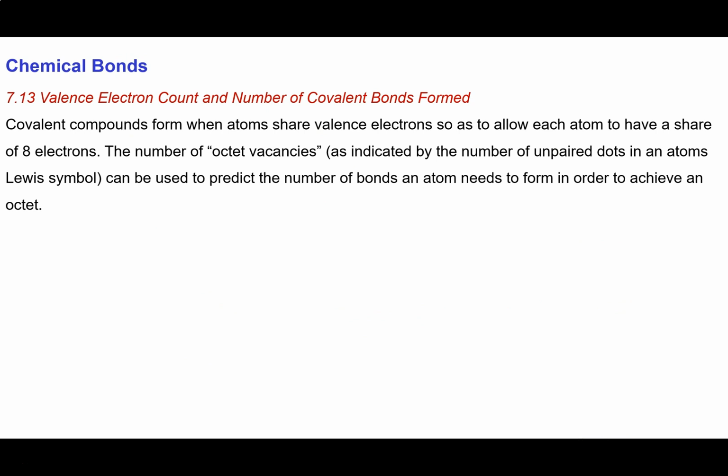Okay, so covalent compounds form when atoms share valence electrons so as to allow each atom to have a share of 8 electrons. We can talk about the concept of octet vacancies, and this is the number of unpaired dots that an atom has in its Lewis symbol, and this is a useful predictive tool for guesstimating the number of bonds an atom likes to form in order to achieve an octet. Now, it's not 100% foolproof, but it's a good guide as to the number of bonds that a particular type of atom will form.